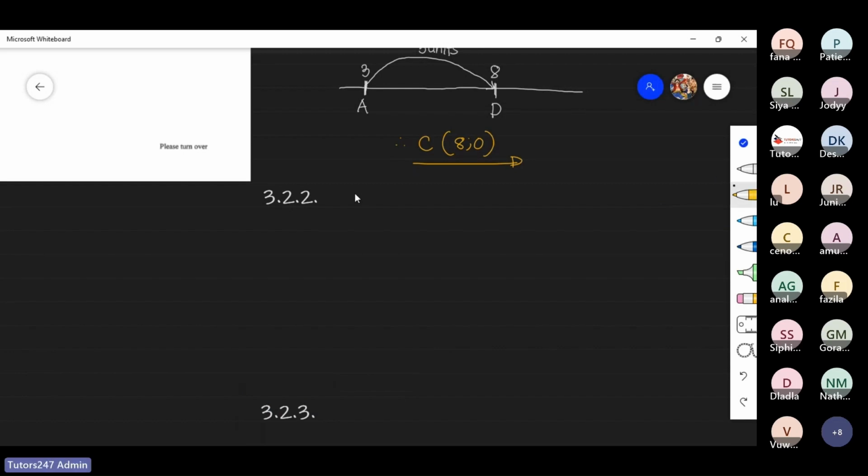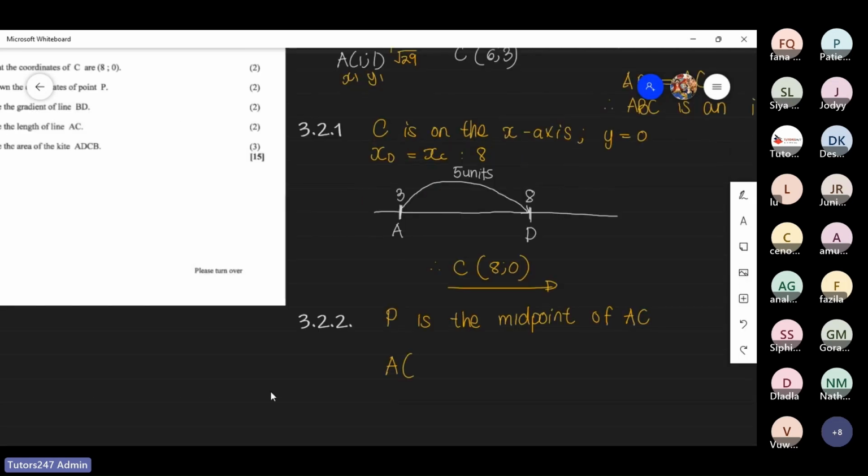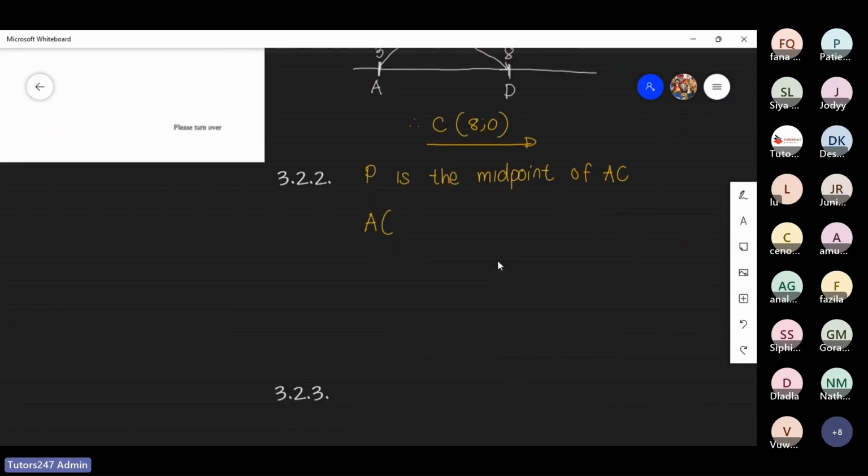So we've got P is the midpoint of AC. So let us now use our coordinates of A and C to calculate that midpoint P. Our coordinates of A were 3 and 5, and our coordinates of C are 8 and 0.